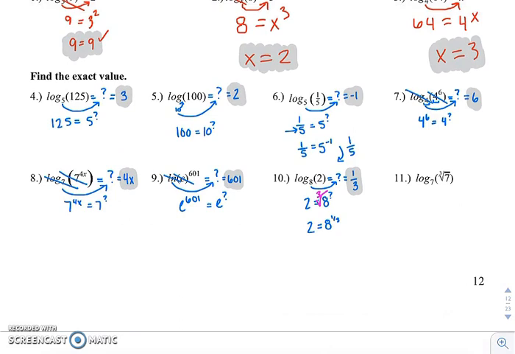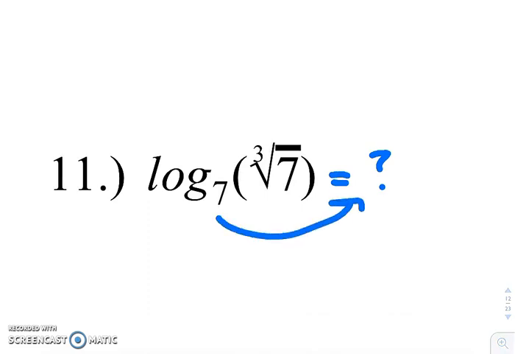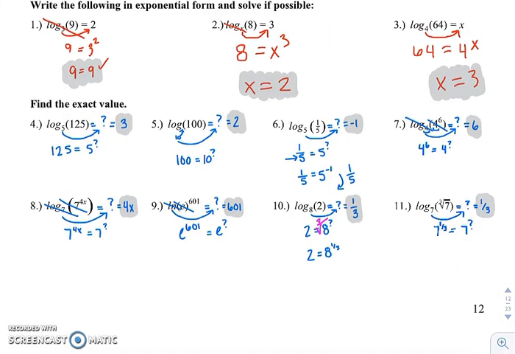And then number 11, log base 7 of the cube root of 7. Same thing goes, we're going to rewrite this in exponential form. So I'm going to first swing that 7 over. 7 to what power equals, I'm going to rewrite this as 7 to the 1/3. So this has to be 1/3 also. Logarithms are used to solve for exponents. So when you're evaluating a logarithm, you're really solving for the exponent of an expression.